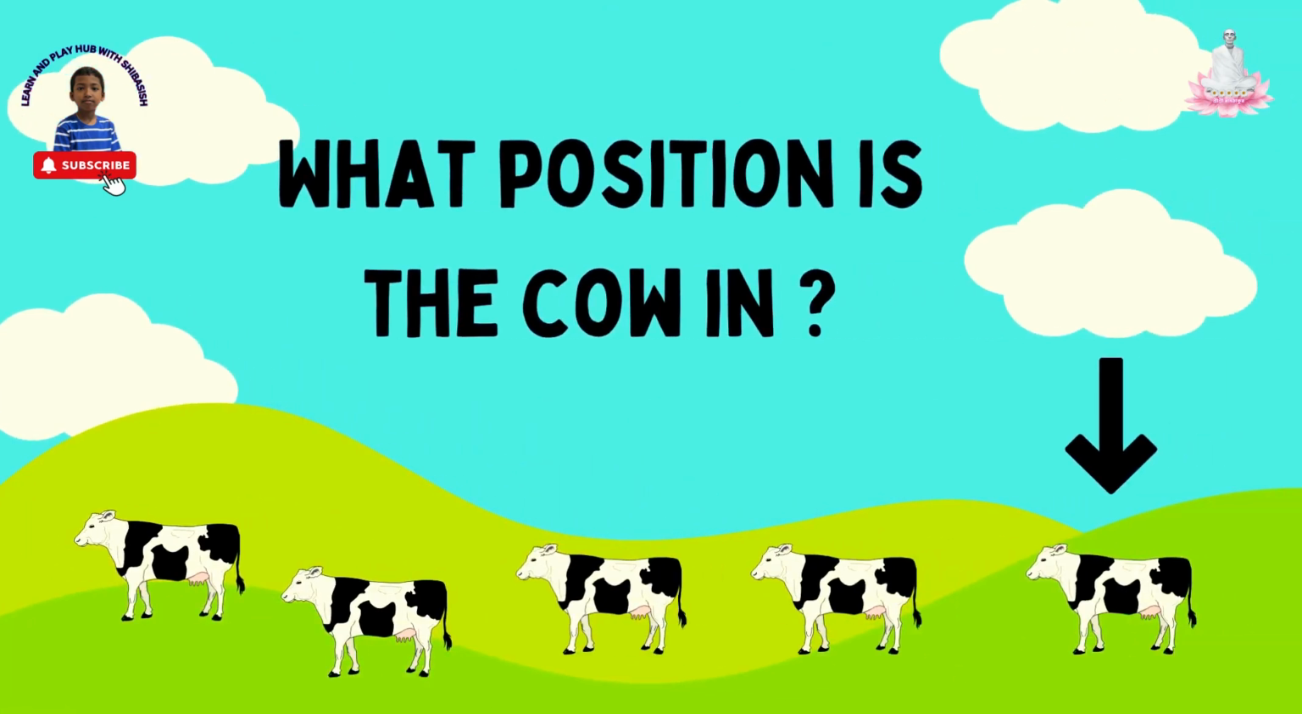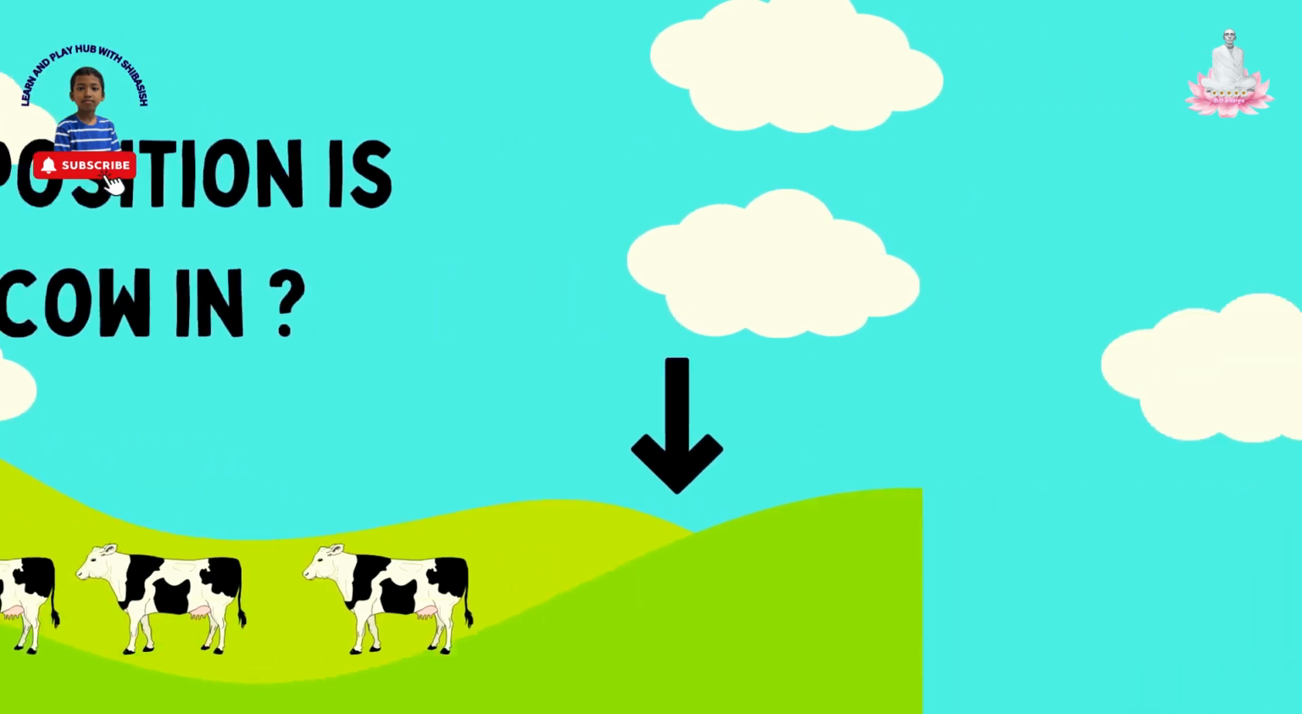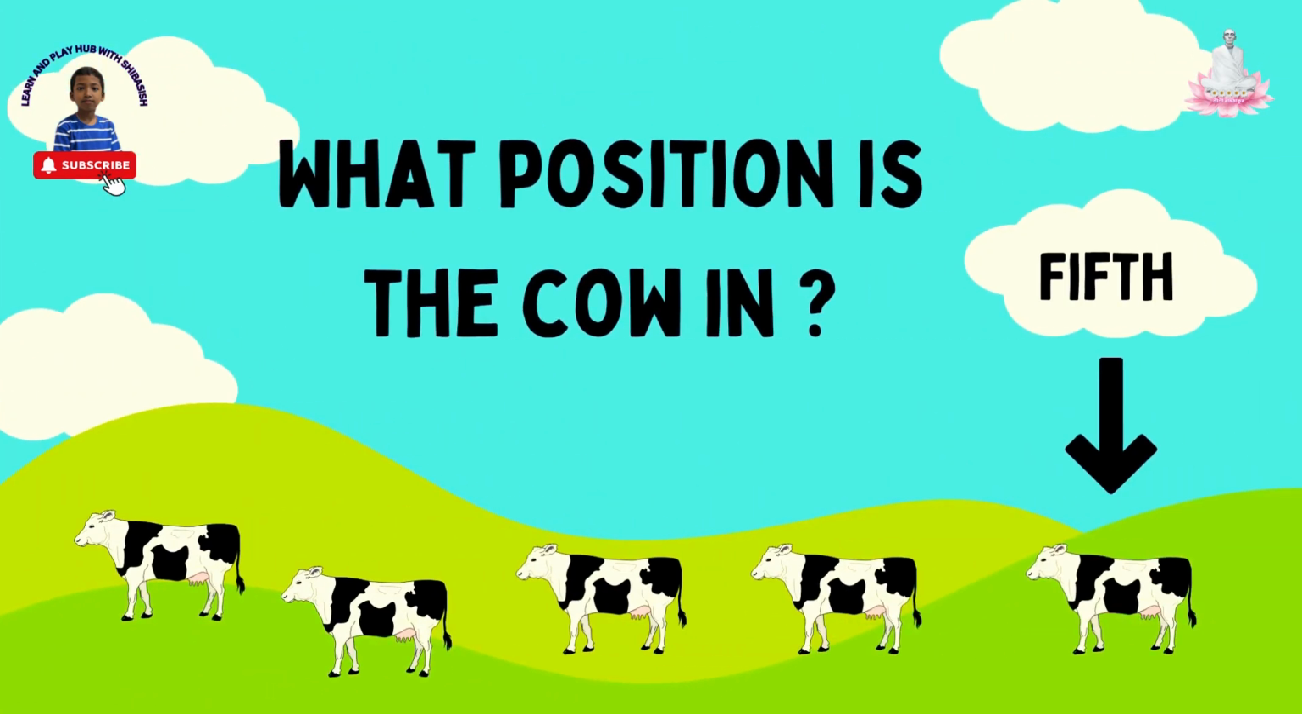What position is the cow in? The answer is fifth position the cow is.